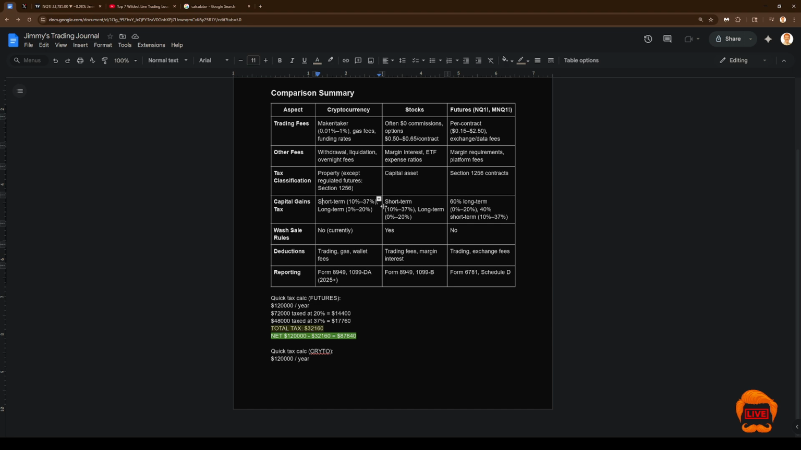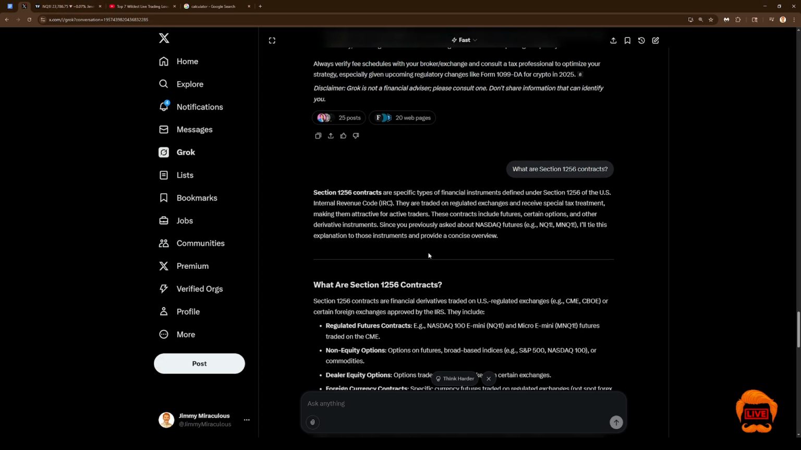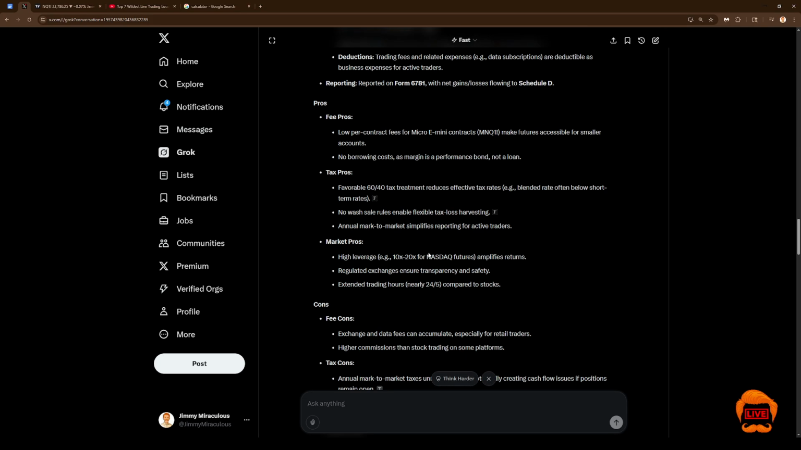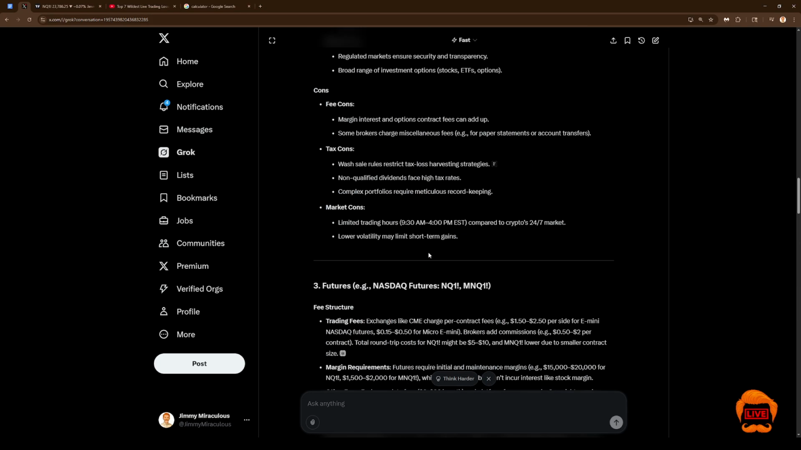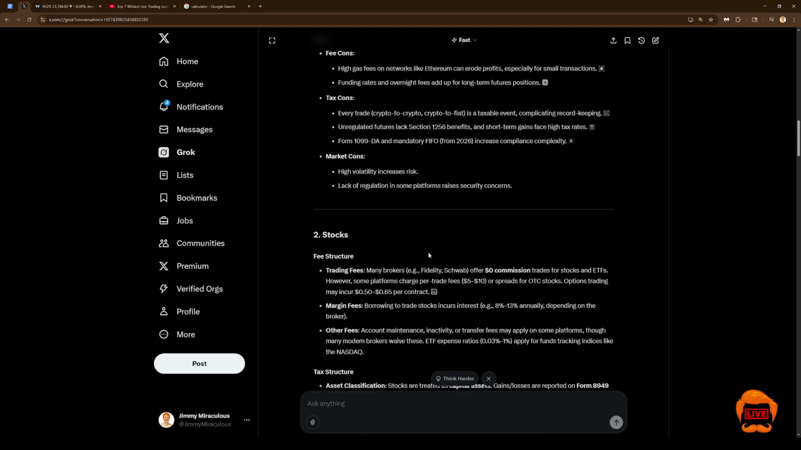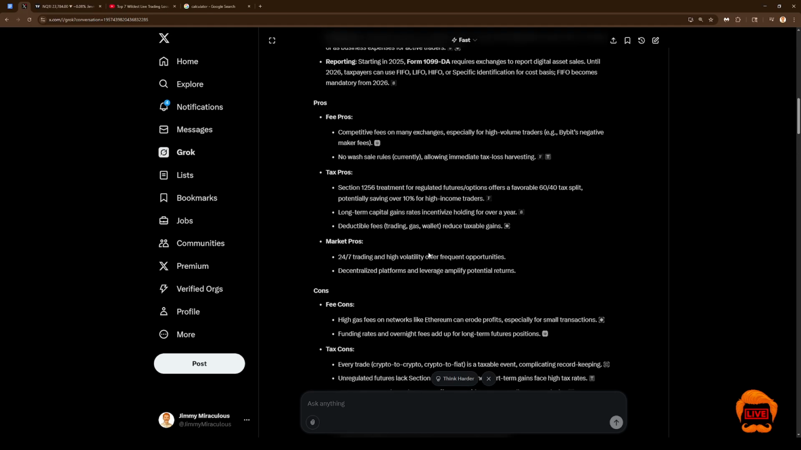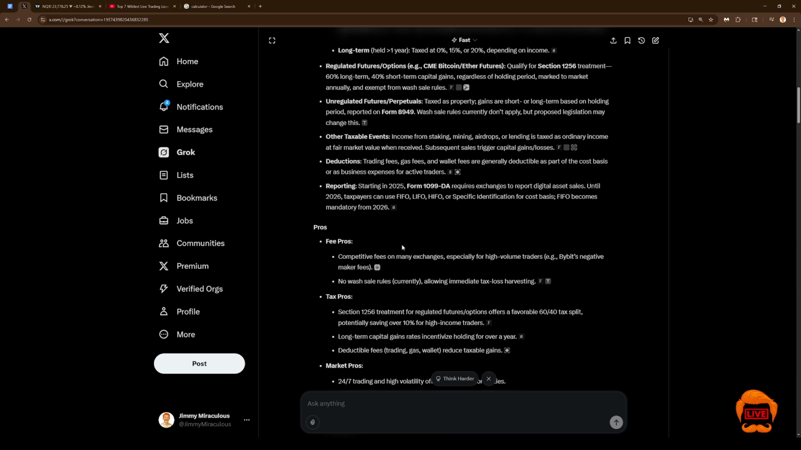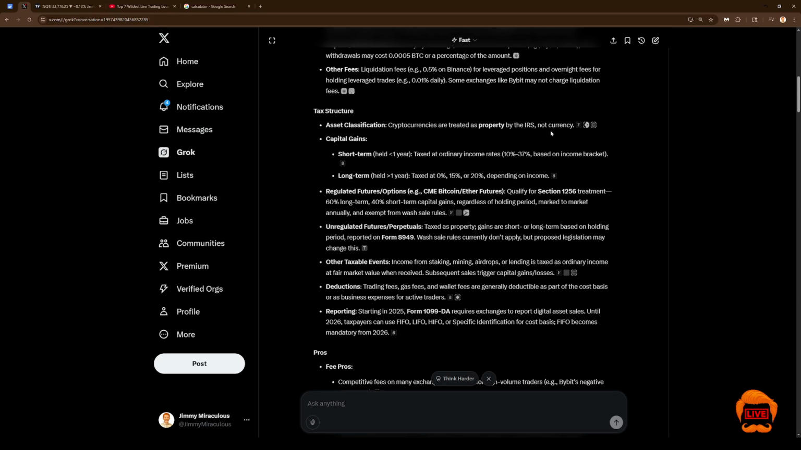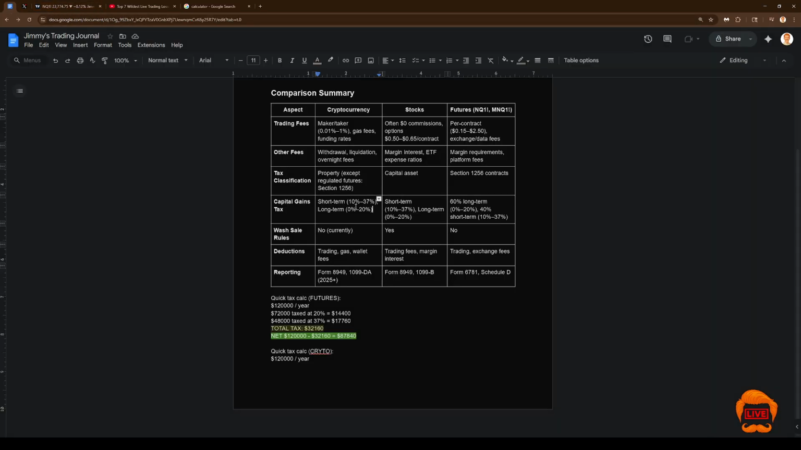All right, so short-term, most of these are going to be short-term. Let's see if Grok mentioned what short and long-term means here. Got futures, stocks. Okay, this is crypto. Held less than a year. Okay, yeah, so all of our gains are within a year. So we're going to be taxed at that, we're going to call it that 37% rate. Okay. Yeah, let's go ahead and go through it.